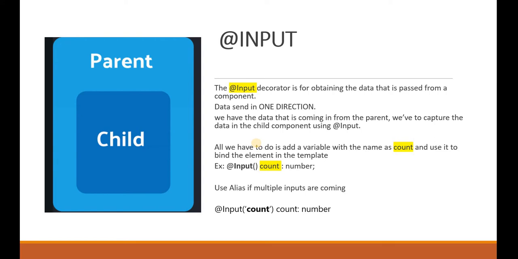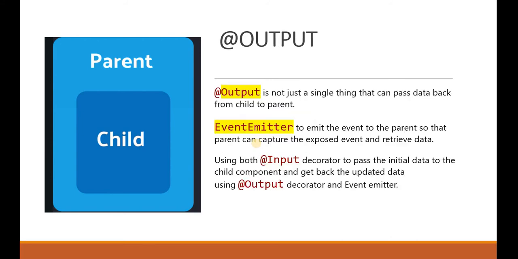There must be a way to get data back from child to parent, so we need to use the @Output decorator with the EventEmitter. Output is not just a single thing that can pass data back from child to parent. EventEmitter is used to emit the event to the parent, so that the parent can capture the data, expose the event, and retrieve the data. We can use both the event and the Output decorator. Using the Input decorator, we pass the initial data to the child component, and get back the updated data using the Output decorator and EventEmitter.